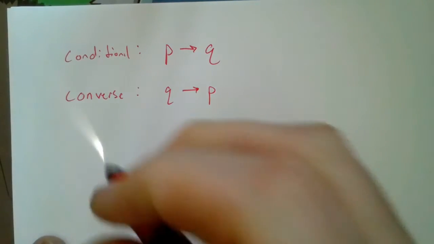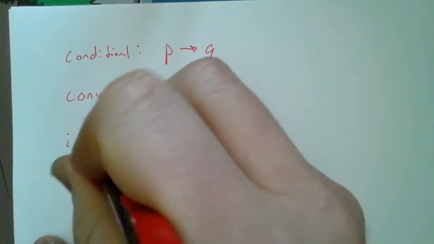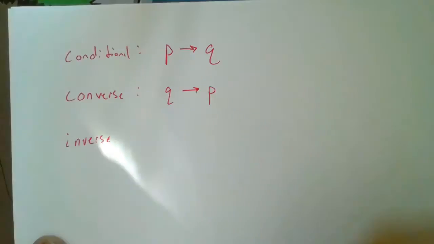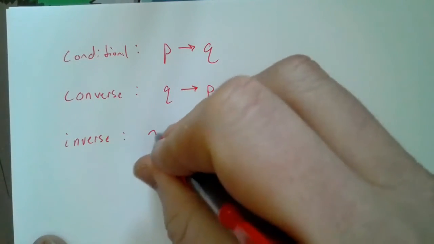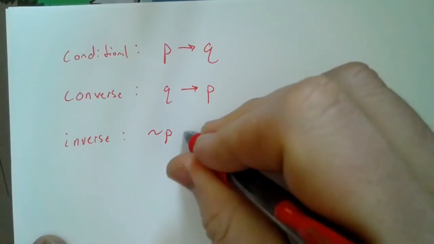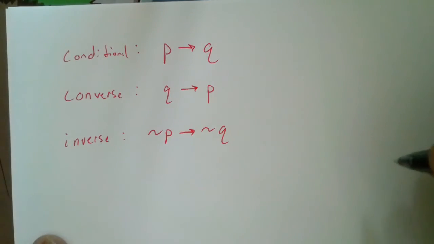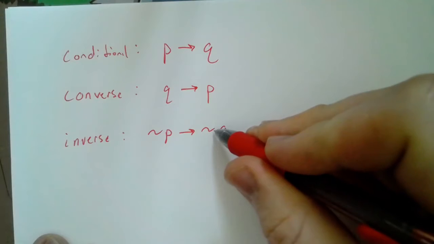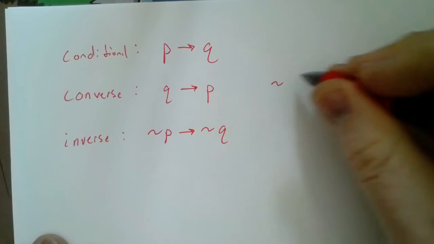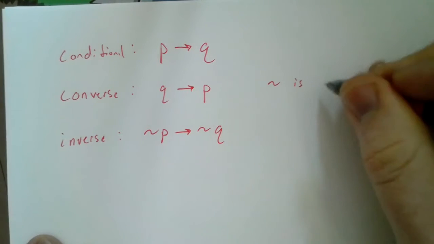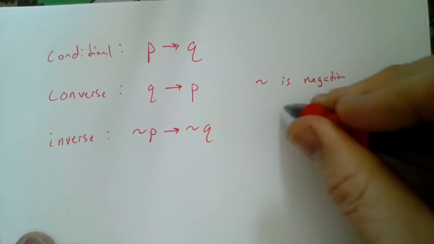Now the next one is called the inverse. Now here, we've got P implies Q. For the inverse, we're going to have tilde P implies tilde Q. Now, what is this tilde symbol here? This actually means negation. So tilde is negation, and it means the opposite of.